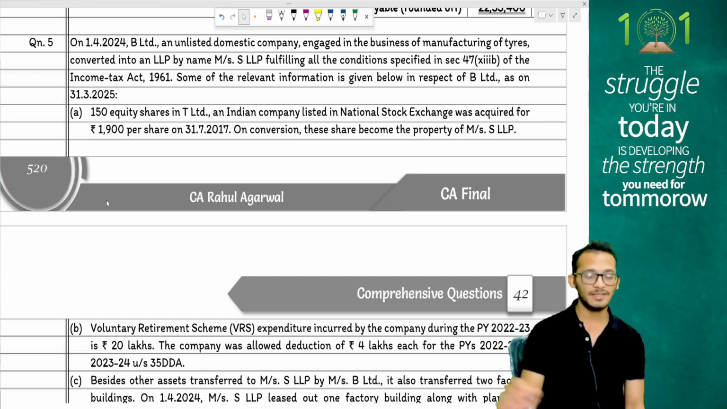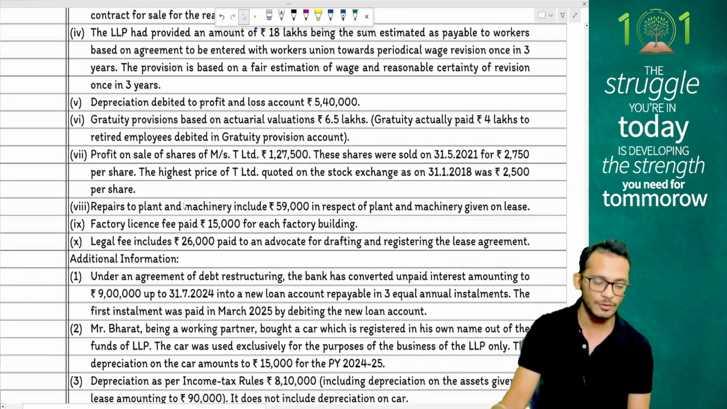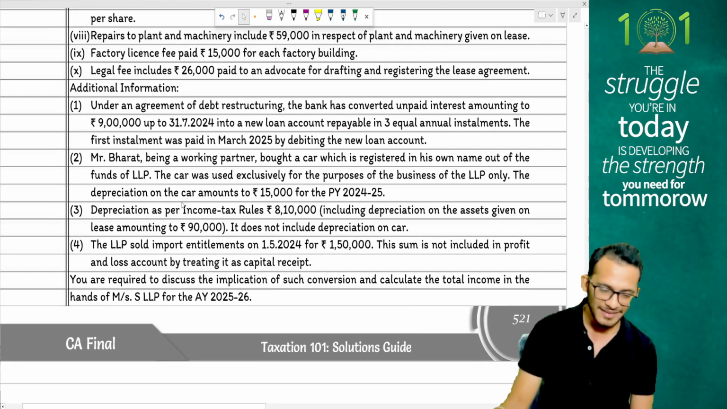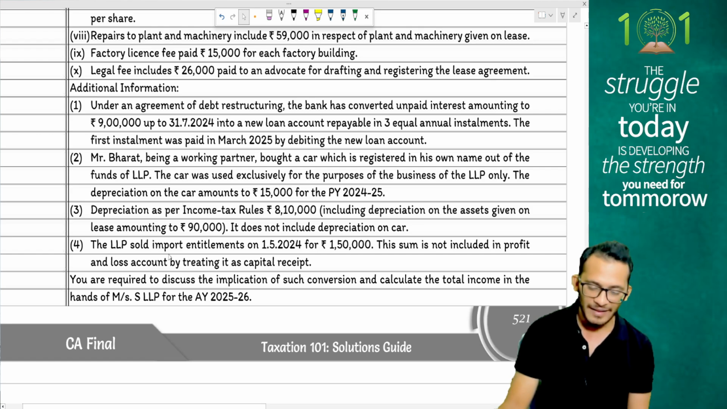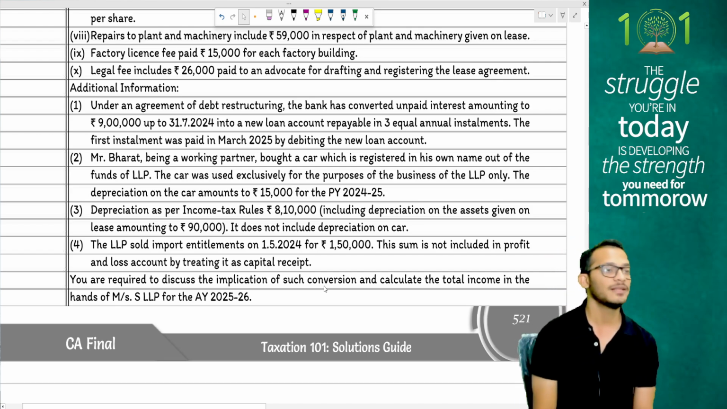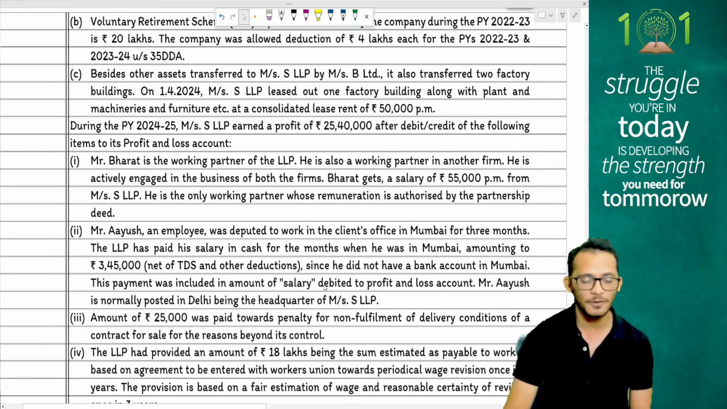Some of the relevant information is given to you. Before I look at the relevant information, let's look at the balance. कितना बड़ा है? You are required to discuss the implication of such conversion. What is the implication? Not taxable. And compute the total income in the hands of SLLP. Yes, so let's compute the total income.